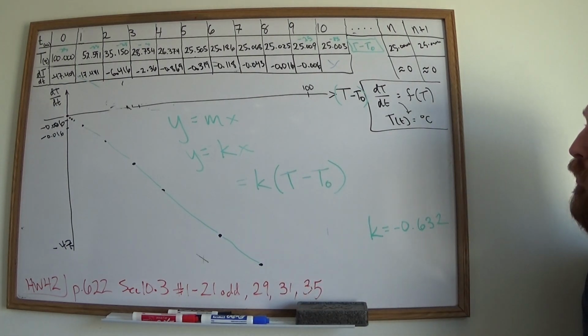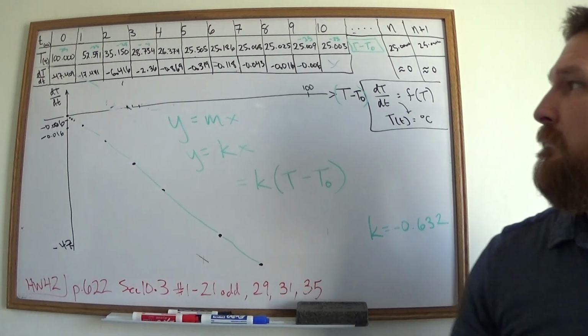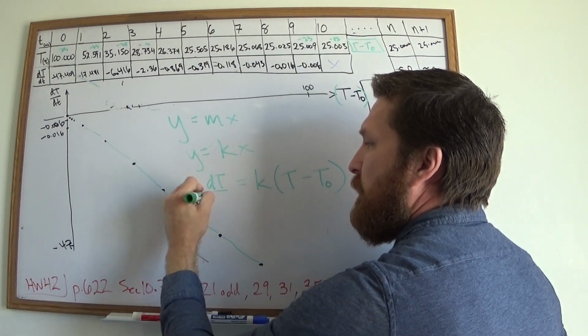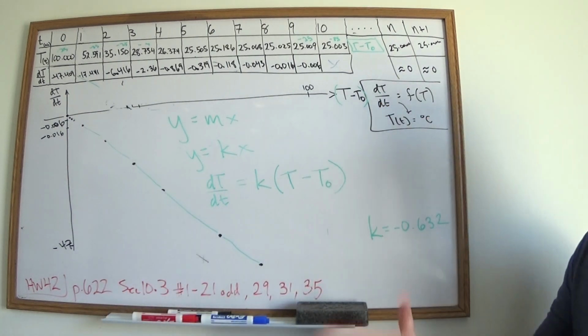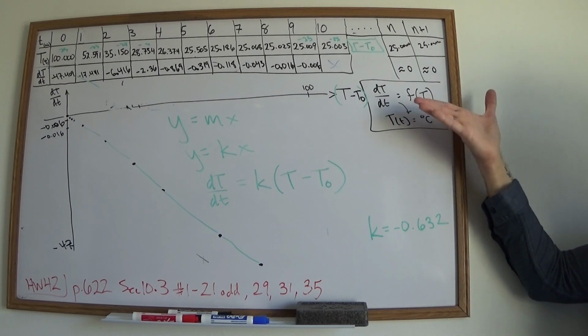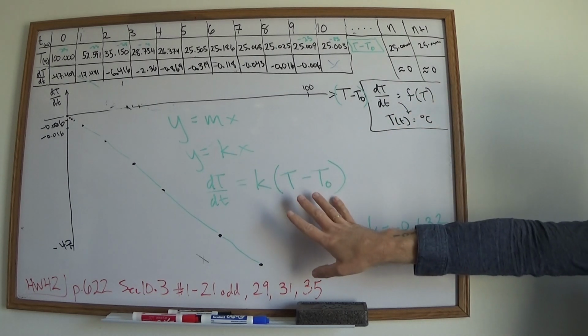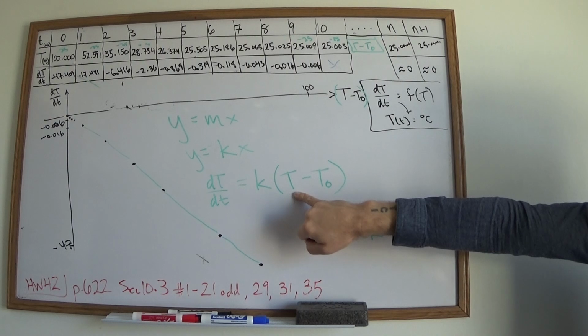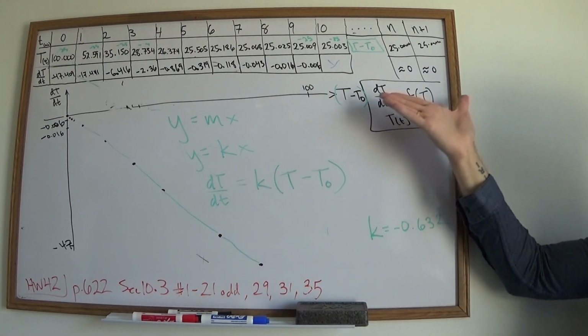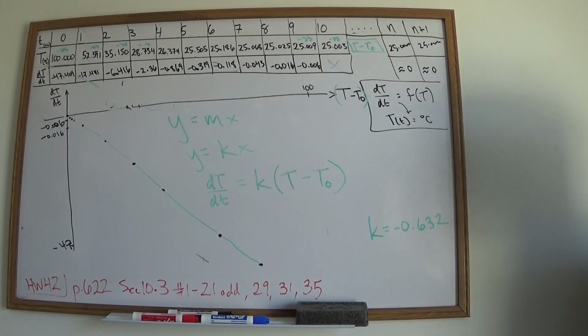Now y, what is the output? dT over dt. So the change in temperature with respect to time, lo and behold, we have the thing that we were looking for. We have a differential equation. On the right-hand side, we have nothing but big T, the function. On the left-hand side, we have nothing but its derivative.